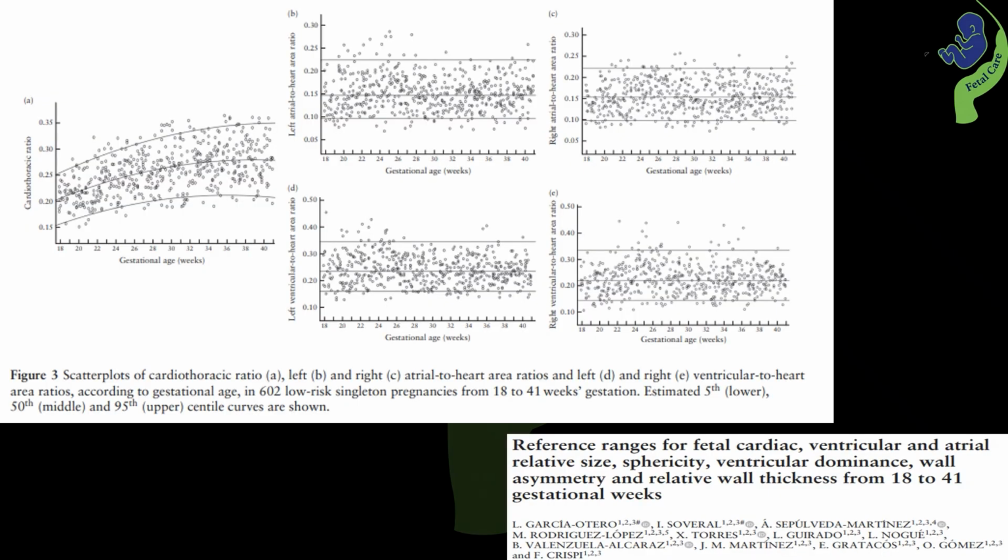This article gives us the gestational age based reference ranges, extending from 5th to 95th centile curves, for cardiothoracic ratio, as well as atrial and ventricular to heart ratios between 18 to 41 weeks.